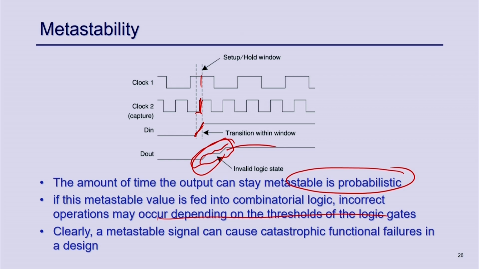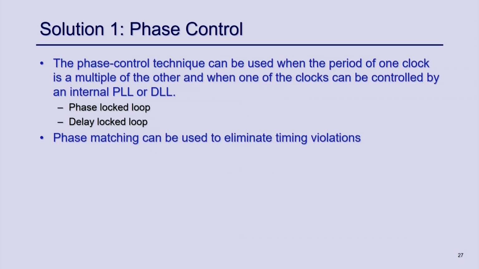So, that is something probabilistic, and this will be fed into logic, and it will generate incorrect output. So, a metastable signal can cause catastrophic functional failure of a design. So, this has to be avoided, right, and how can we avoid that?